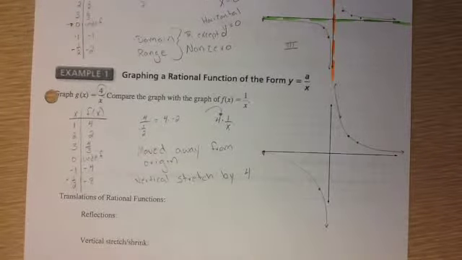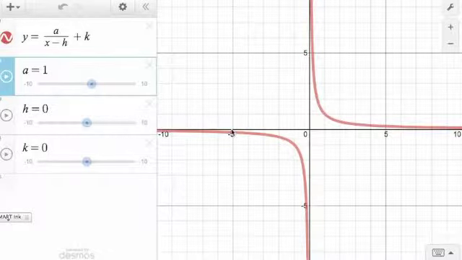So we're going to go ahead and look at Desmos for a minute. So here's our general rational function, y equals 1 over x. Again here, if you notice, I have sliders: my a is my 1, my h is 0 and my k is 0. So this is just the function y equals 1 over x. It has our normal vertical asymptote at x equals 0, or horizontal asymptote at y equals 0.